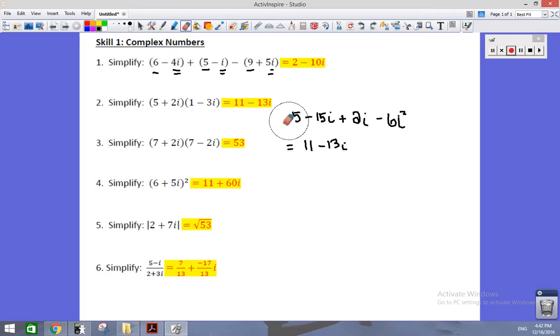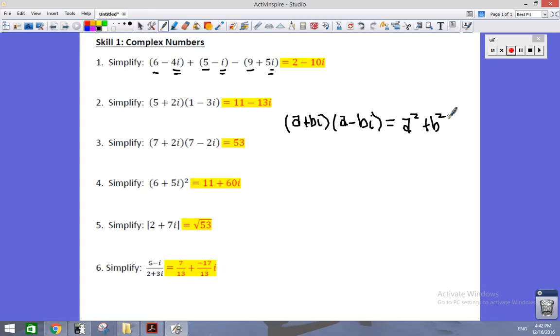Now on the next one, we can cut a little bit of corners if we recognize that 7 plus 2i and 7 minus 2i are complex conjugates. If I multiply a plus bi times a minus bi, I know that the formula is a squared plus b squared. So there is no i. When I multiply complex conjugates together, I'm going to get a real number. All I had to do is recognize that a was 7, so I have 7 squared, that b is 2, 2 squared, 49 plus 4 is 53, and I'm done.